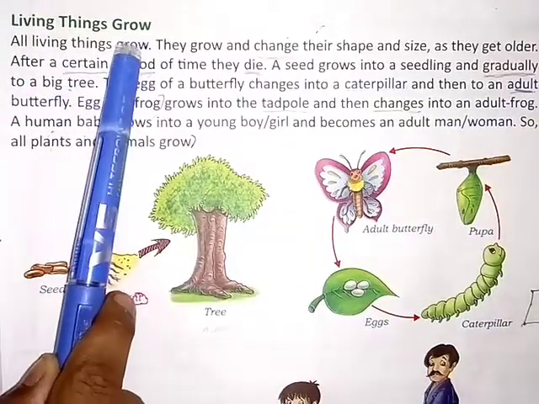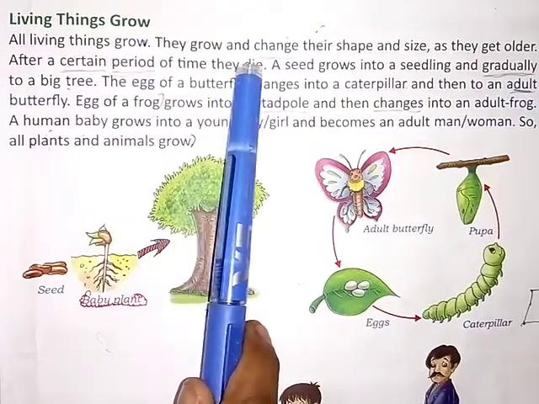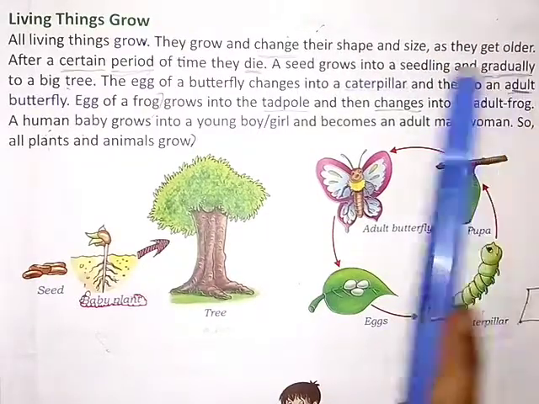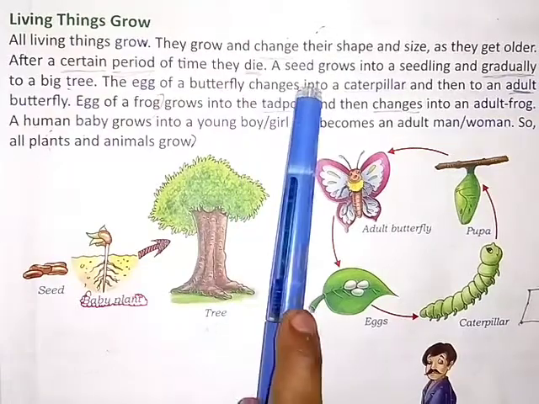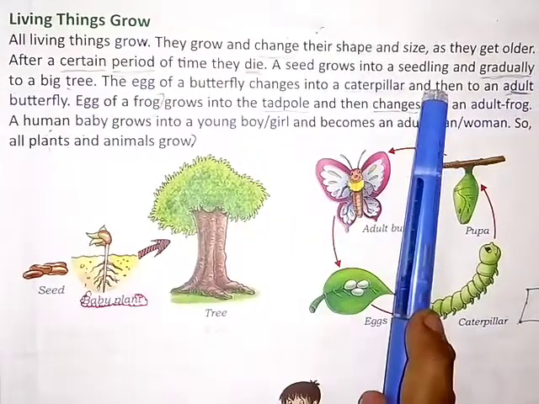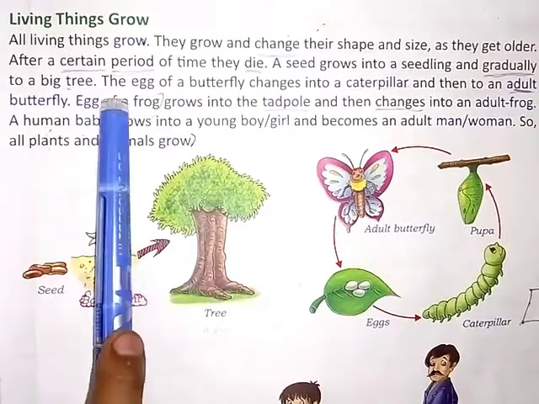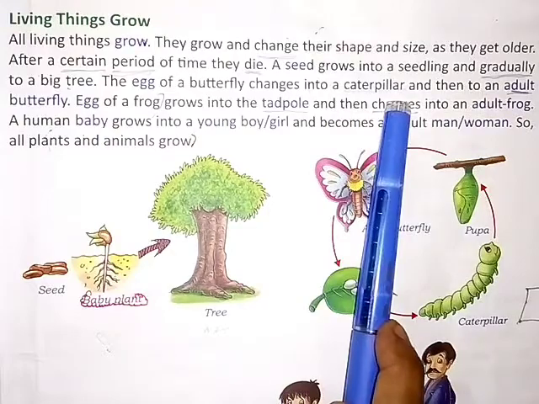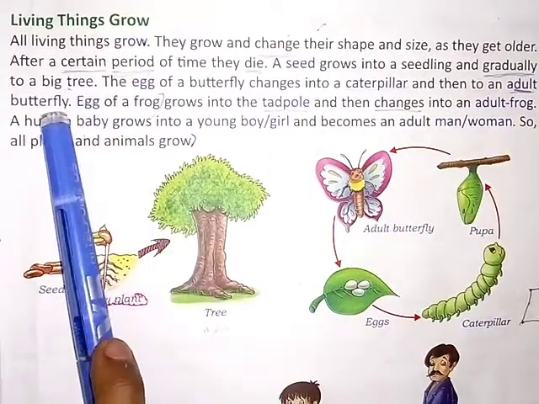Living things grow. All living things grow. They grow and change their shape and size as they get older. After a certain period of time, they die. A seed grows into a seedling and gradually to a big tree. The egg of a butterfly changes into a caterpillar and then to an adult butterfly.